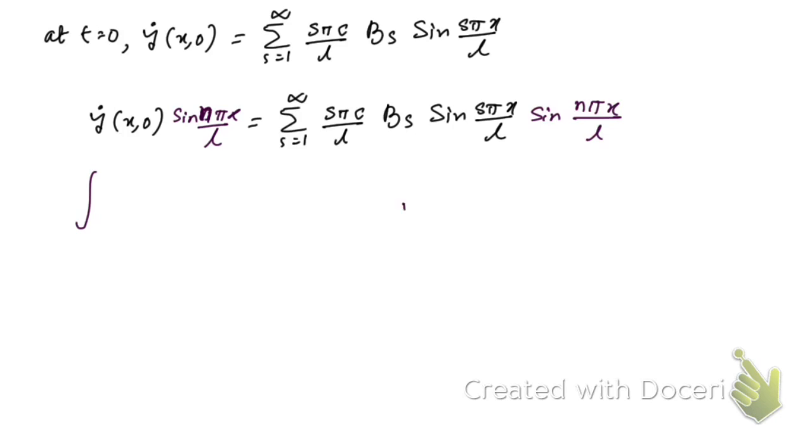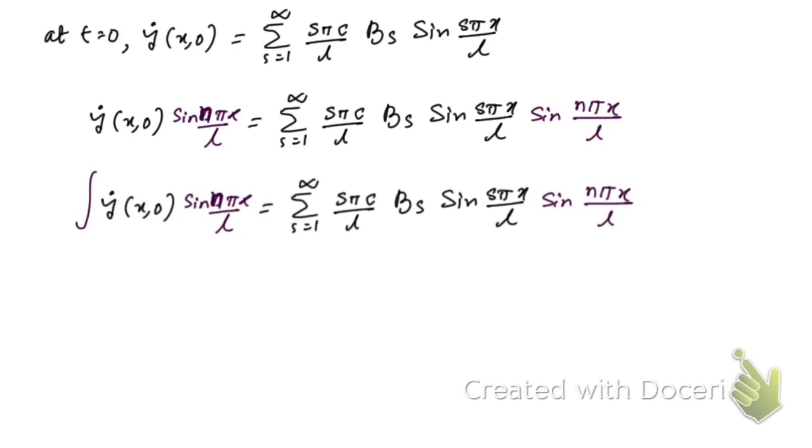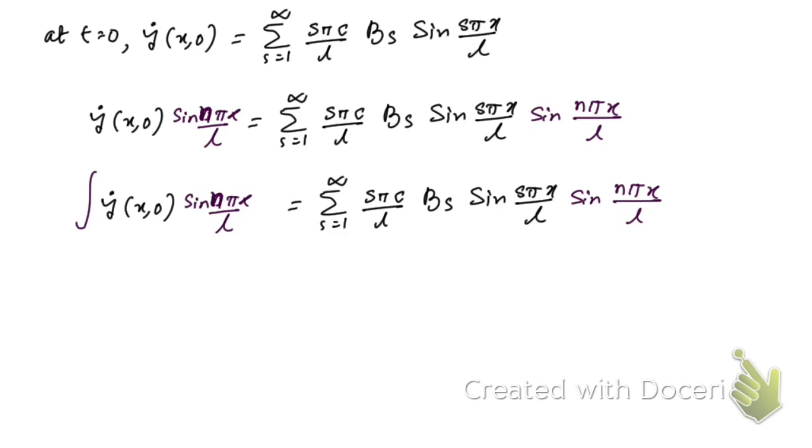Okay, now here you see. Let us integrate it with respect to x from 0 to l. So from 0 to l. So again here we're going to integrate this from 0 to l. Here it is dx. Okay, now you see the result of this integral here on the right hand side.